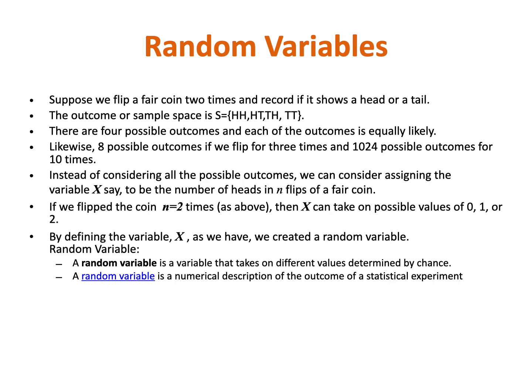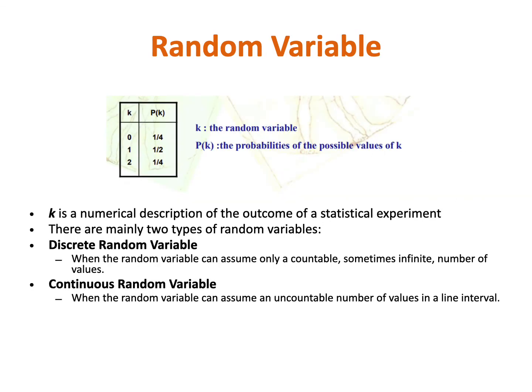So we can see here we have k. K is a numerical description of the outcome of the statistical experiment, or it is the random variable, and it also gives the probability. Here we have got the random variable k. This k is nothing but the numerical description of the outcome of the statistical experiment, and P(k) is the probability of the possible value of k.